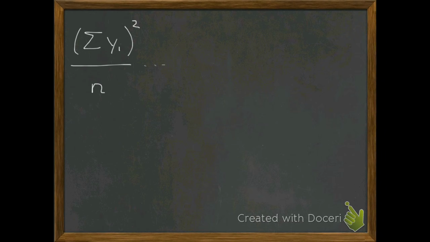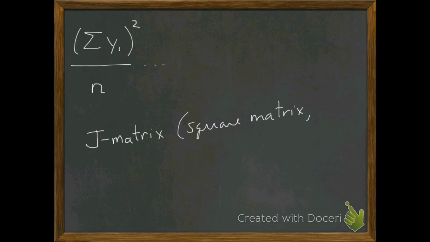Now, guys, something shows up a lot in statistics that's called a J matrix. And a J matrix is a square matrix. So we'll say it's just an n by n matrix. And it turns out it's really easy. It's a matrix of all ones.